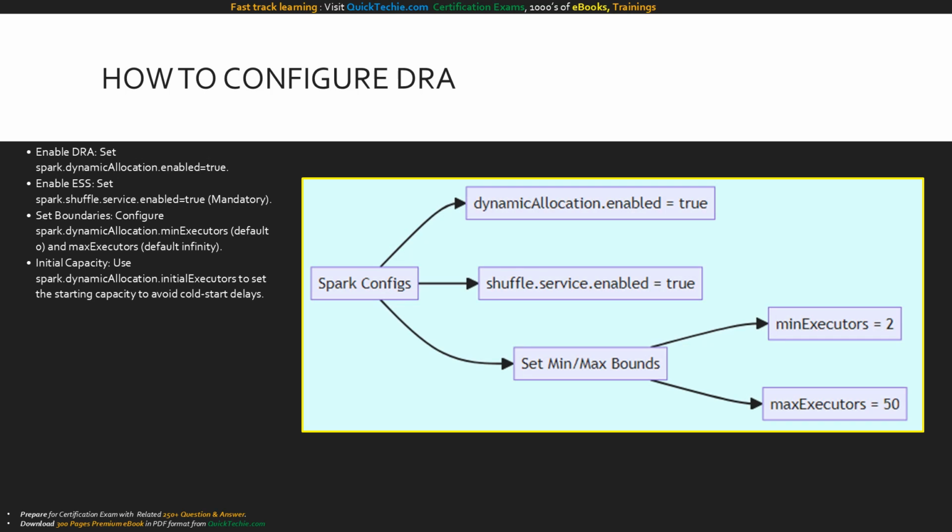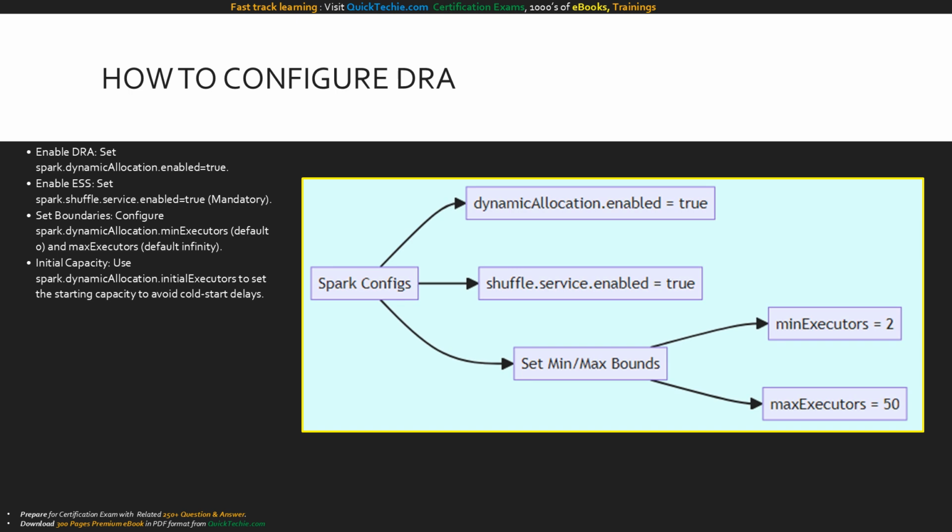Let's look at how you actually turn this on in your Spark configurations. To enable DRA, you must set spark.dynamicAllocation.enabled to true. But as we just discussed, you must also set spark.shuffle.service.enabled to true. If you forget the shuffle service, your job will fail or suffer severe performance degradation.